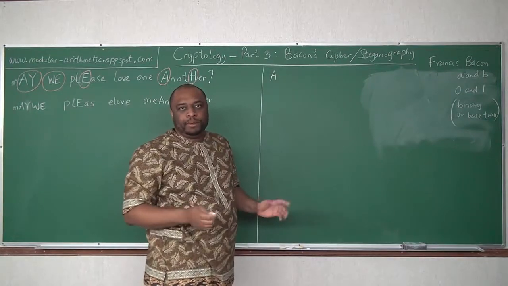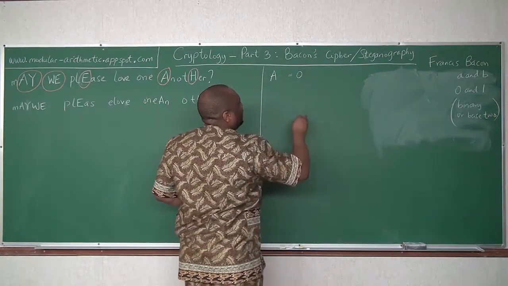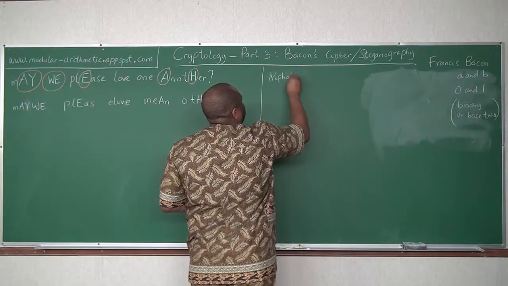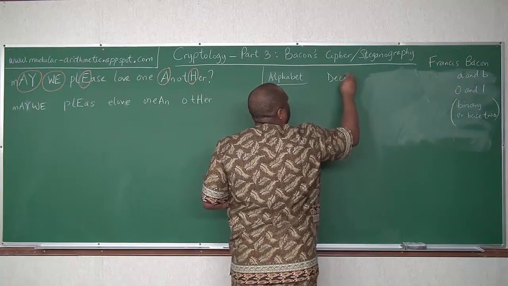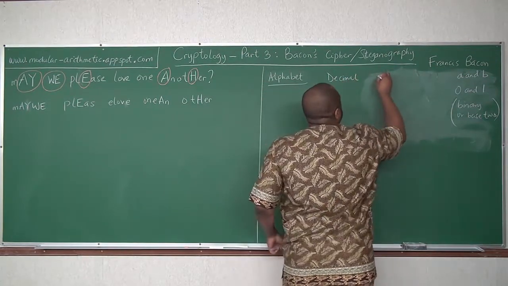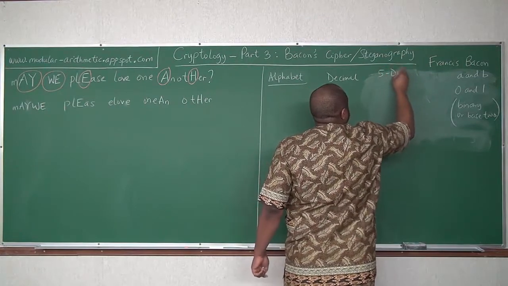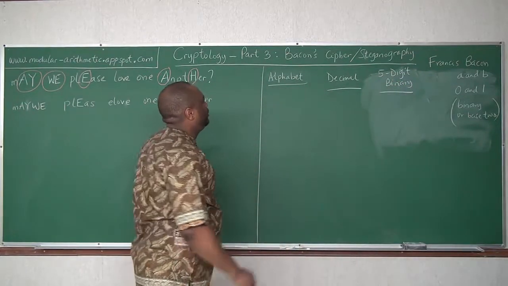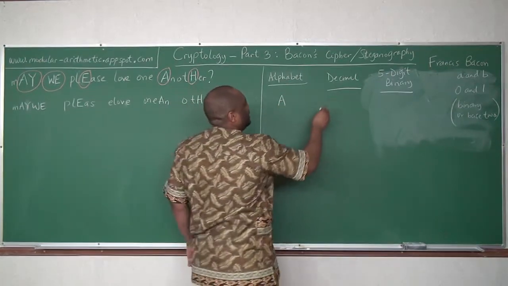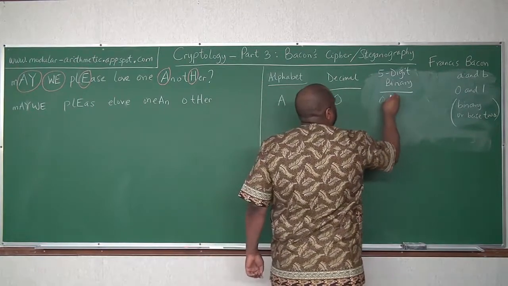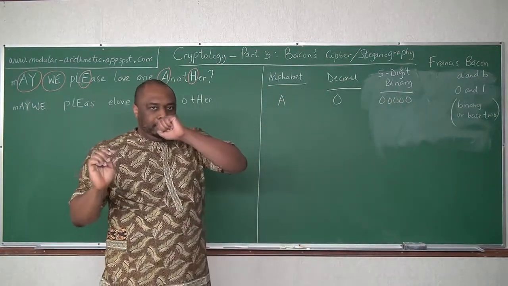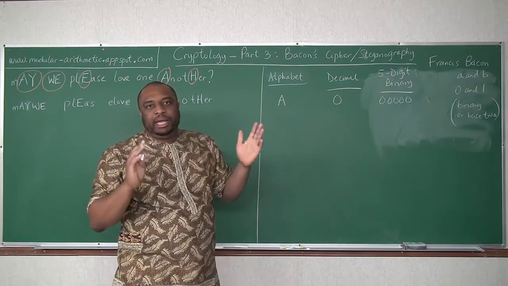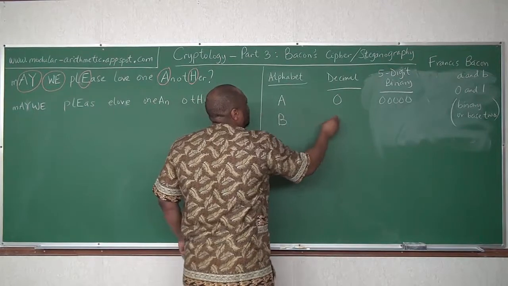A is 0 in decimal. This is alphabet, decimal, and then binary in 5-digit binary conversion. So your A is 0, and of course it is 00000. It's 5 digits. With Bacon, he would have said A.